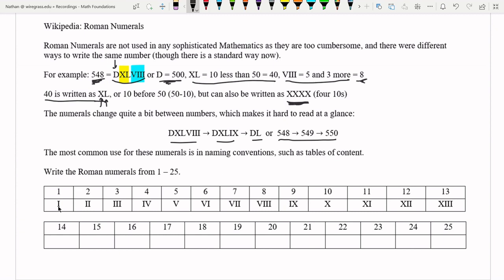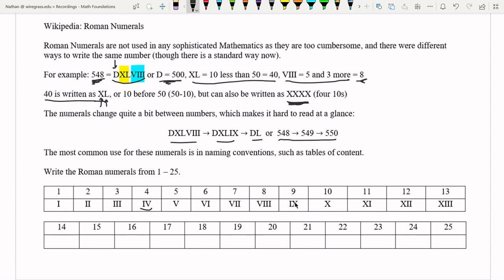Here I have the Roman numerals from 1 to 13. You can see I just have I for 1, then I and I for 2, 3 I's for 3, 1 before 5. 5 is V, so an I before V is 1 before 5, that's 4. An I after V is 1 after 5, that's 6. 2 after 5 is 7. 3 after 5 is 8.